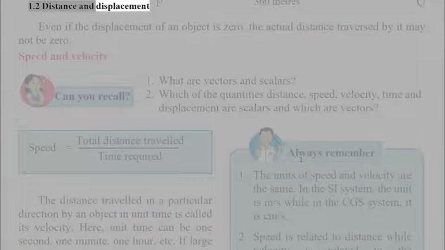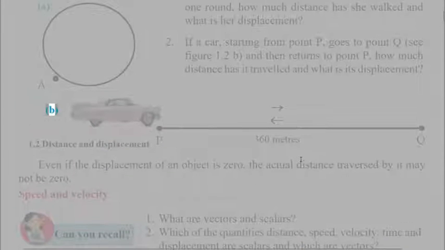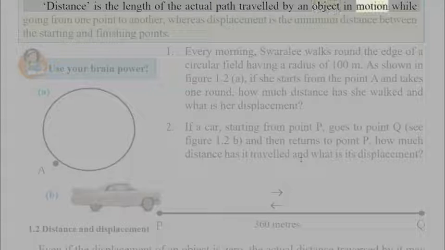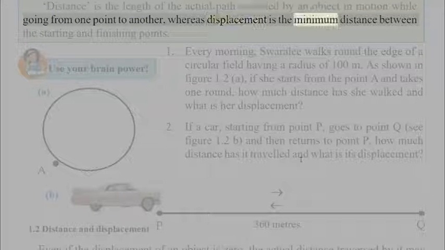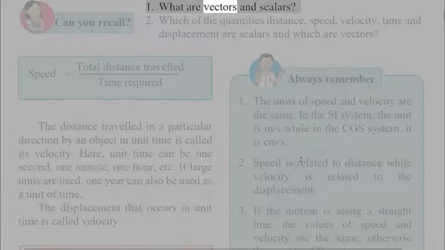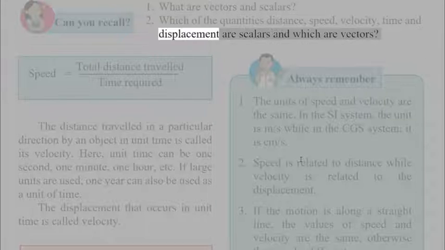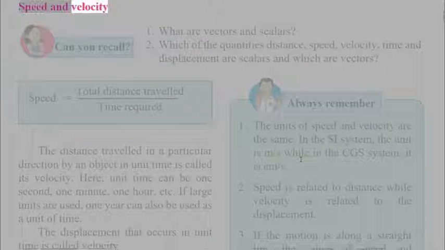1.2 Distance and displacement. Can you recall? Always remember, distance is the length of the actual path traveled by an object in motion while going from one point to another, whereas displacement is the minimum distance between the starting and finishing points. 1. What are vectors and scalars? 2. Which of the quantities distance, speed, velocity, time, and displacement are scalars and which are vectors? Speed and velocity.